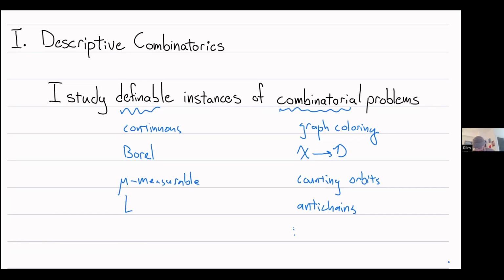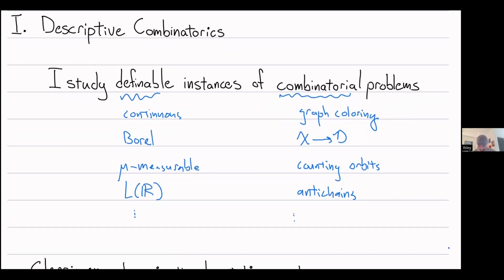Or perhaps even more exotically, we might want solutions in L(R), which if you're not familiar, don't worry too much, but this is like the smallest model of set theory without choice that contains all the reals. So anything that you can build in a set theoretic way out of real numbers, that's what L(R) represents. So those are different definability notions. And again, I could go on. That's sort of the general flavor of problem I work on.